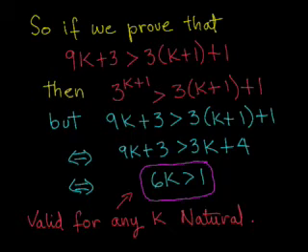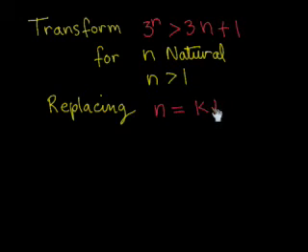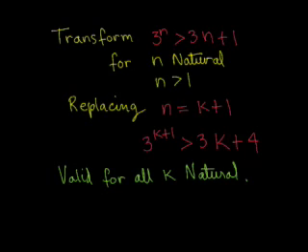As is very typical in mathematics, to reduce an unknown problem to a known one, we could have also proved this inequality still using the principle of mathematical induction. Can you see how we can transform the inequality 3 to the power n greater than 3 times n plus 1, for n natural, n greater than 1, replacing n with n plus 1, deriving the equivalent inequality 3 to the power n plus 1 greater than 3 times n plus 4, valid for all n natural?